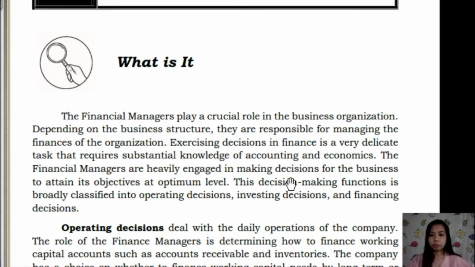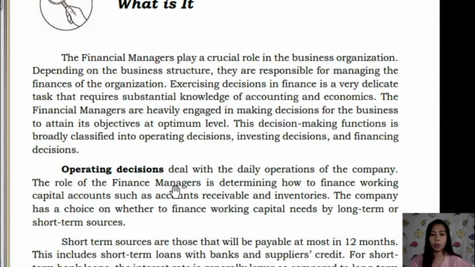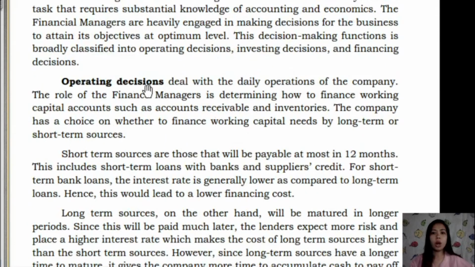Now, these decision functions are broadly classified into 3. So, tatlo lang ang tatandaan natin dito sa role ng ating financial manager. So, yung 3 decision-making nila, which are the operating, investing, and financing decisions. So, first, the operating decisions. Ang tatandaan lang natin kay operating decisions, daily operations of the company.